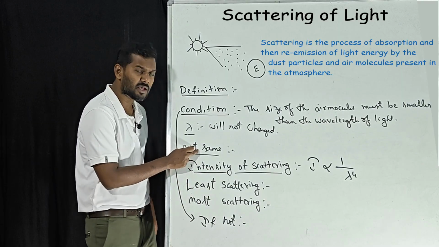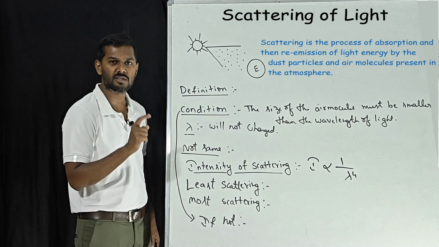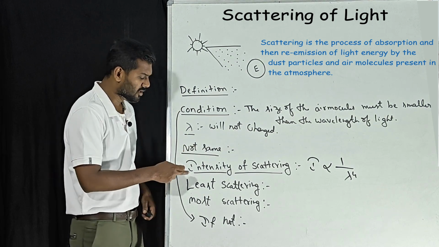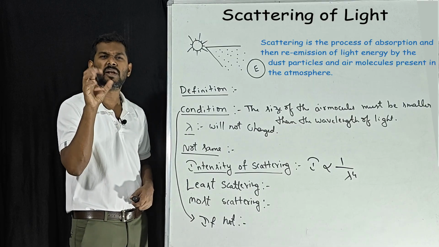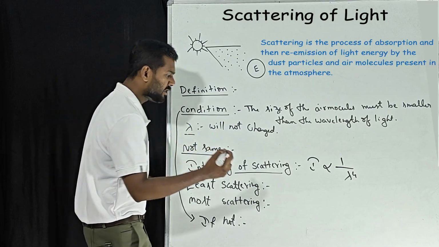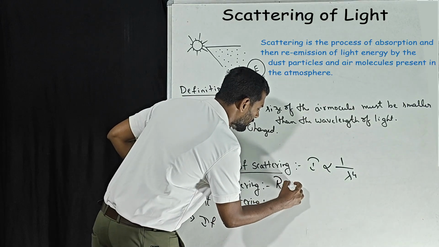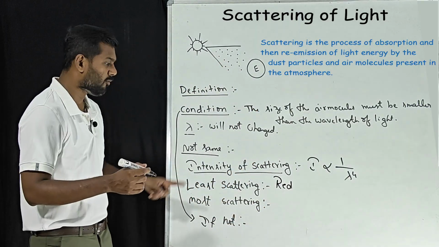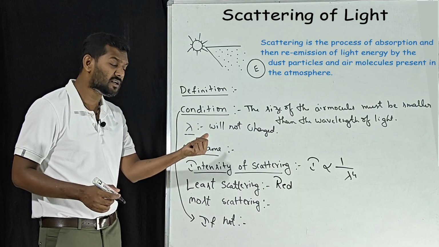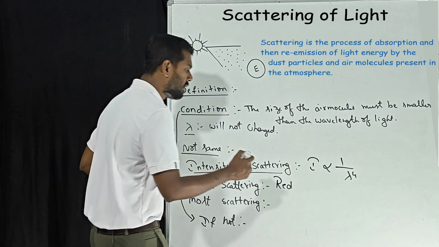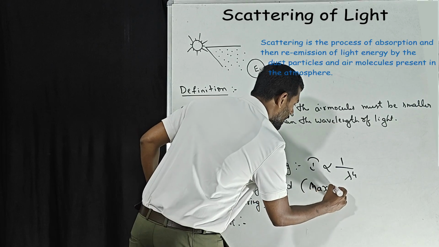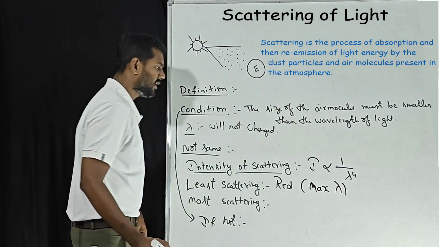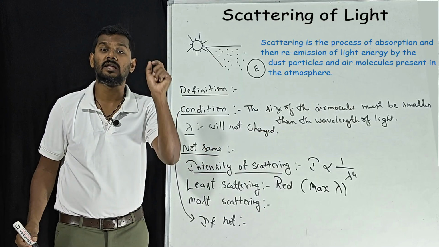Next, least scattered, most scattered. Here we have learnt scattering is not the same for all the colors. It depends upon the wavelength. So which color of light is least scattered? Scattering means spreading, so least spreading. That is nothing but red color. Keep this in mind: red color. Why will red color scatter least? That also you should know. Because it has maximum wavelength.